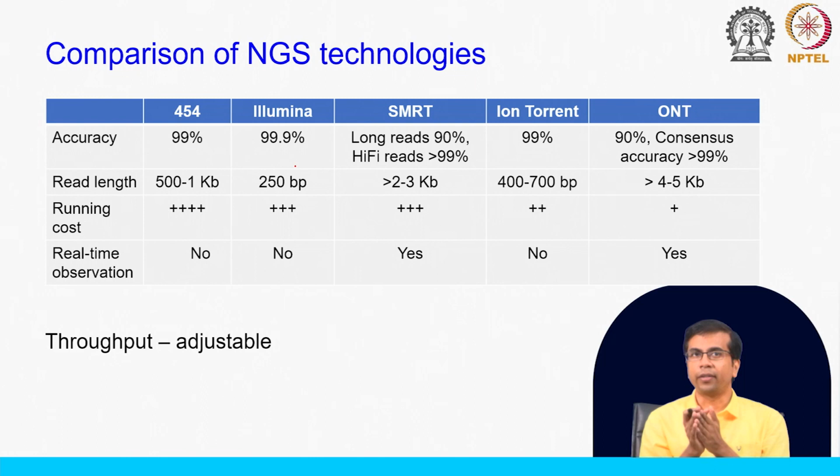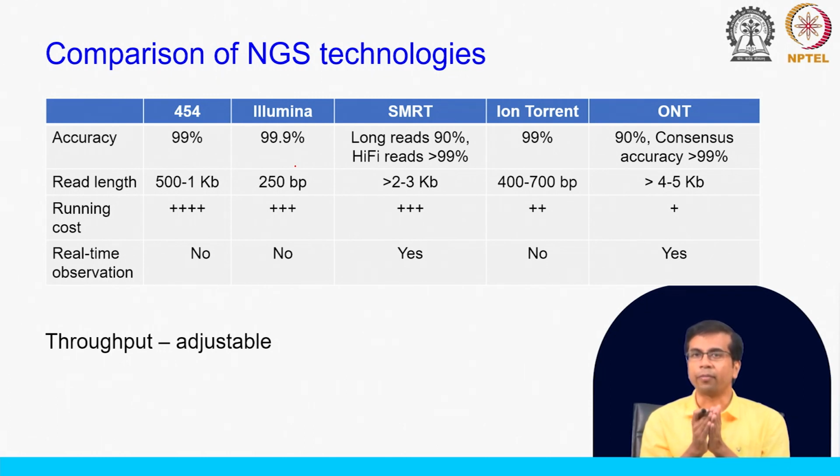For read length, 454 we have talked about 500 to 1 kb, Illumina is about 250 base pairs. If you are doing paired end, you get 2 times 250. SMRT you will get above 3 kb. Ion Torrent is about 400 to 700 base pairs, and ONT is more than 45 kb.